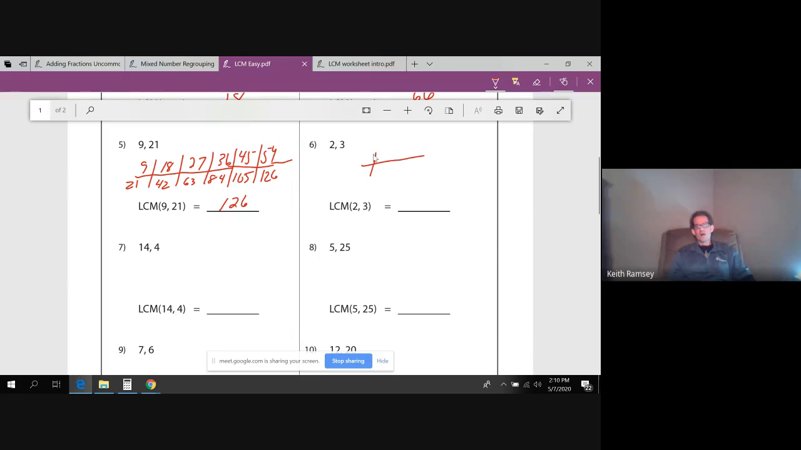So if I'm looking at 2 and 3, this one you don't have to carry out very far. I know 2 times 2 is 4, and 2 times 3 is 6, and I know 3 times 2 is 6. And so very quickly, I have a match for that one. My answer would be 6.